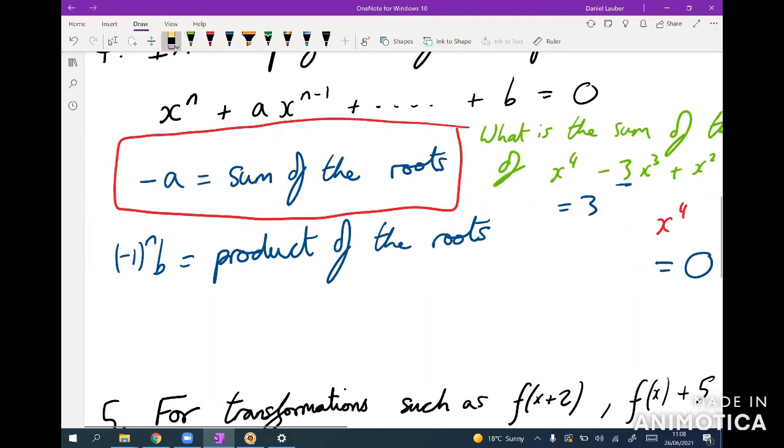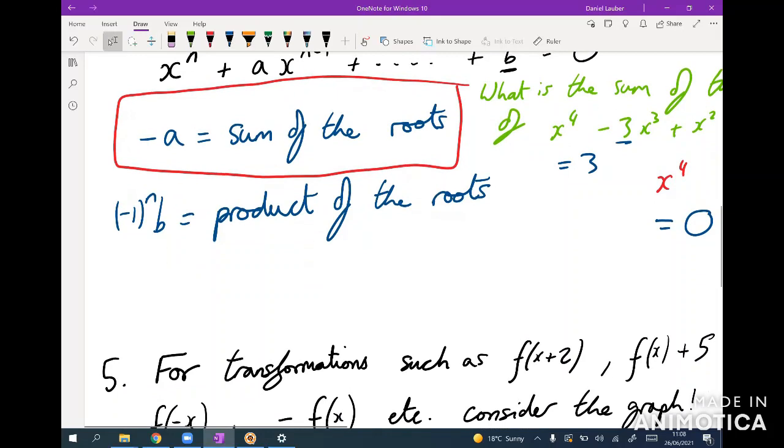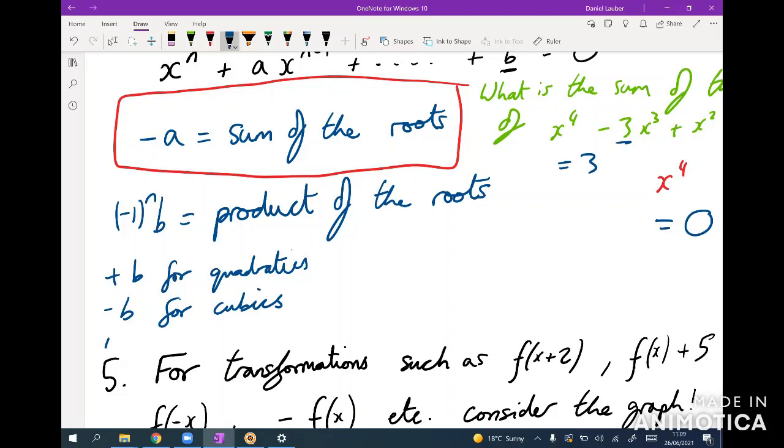And then the other thing that can be useful is just knowing that the last term is the product of the roots, with some minus signs that get a bit annoying. Basically, if it's a cubic, it's minus the last thing is the product of the roots. If it's a quadratic, it's plus the last thing. So effectively, you want to use minus 1 to the n b, or in other words, plus b for quadratics, minus b for cubics, and plus b for quartics.